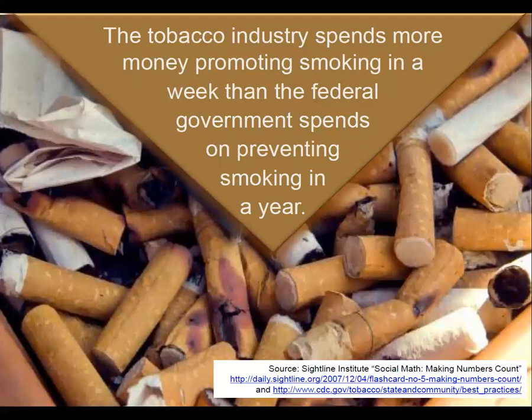Here's another example. The tobacco industry spends more money promoting smoking in a week than the federal government spends on preventing smoking in a year. And I like this example because it makes a point, and it gives a social math equation, but it doesn't use any actual numbers, although it is data-based. So when doing this in social math, you always need to cite your sources, as they do at the bottom there. Again, some of these can be seen as merely statements, but they are actually real data points.